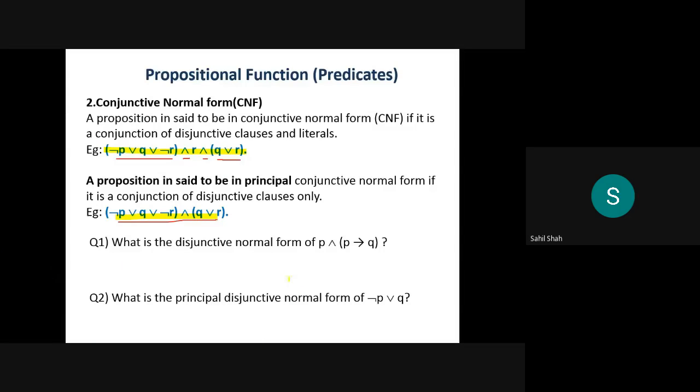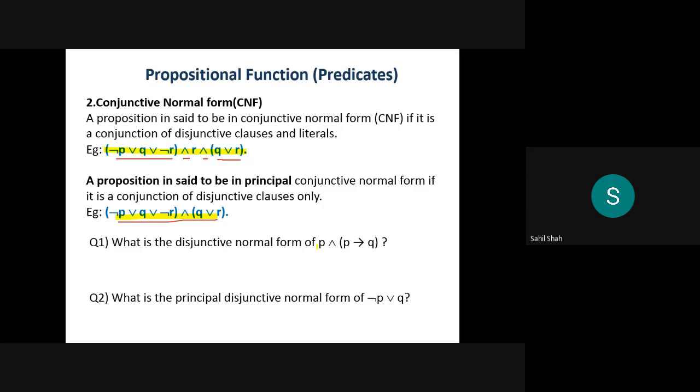So can you now check out how to solve this? What is the disjunctive normal form of P conjunction, P conditional Q? Remember that in conjunctive normal form or disjunctive normal form, we can have only two connectives: conjunction and disjunction. There should not be any presence of conditional statement, biconditional statement or anything else. You have to have only conjunction and disjunction. Okay, so how to solve this?